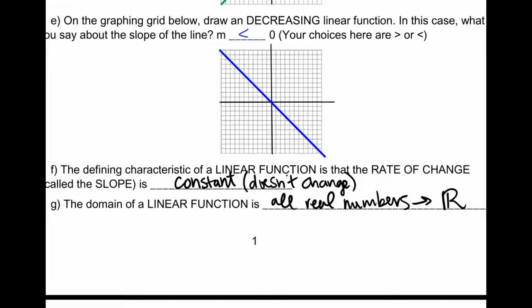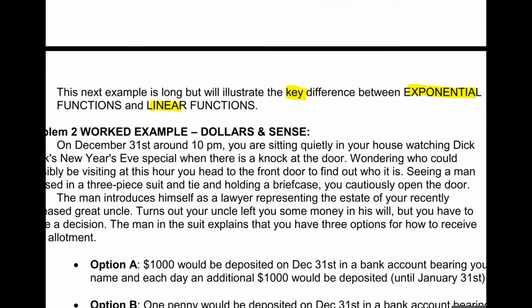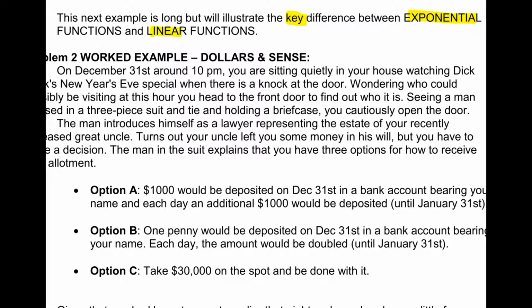So the defining characteristic of a linear function is the rate of change. Right, the slope is constant. It doesn't change. The domain of a linear function is all real numbers. Now you can plug in any x value and we're good. And a y happens. The next example is long, but illustrates key difference between exponential functions and linear.